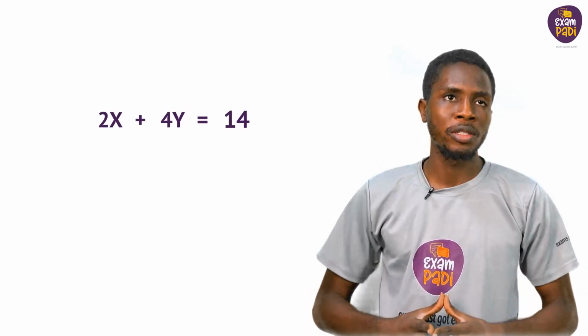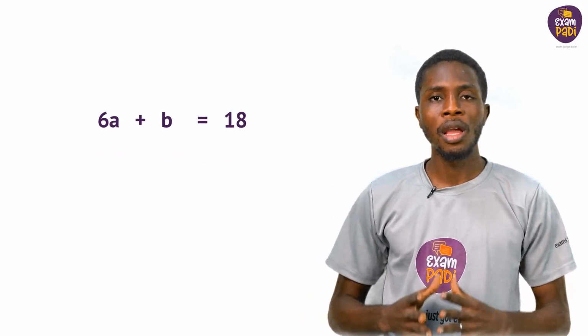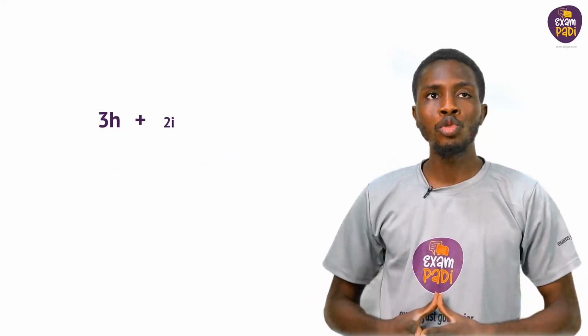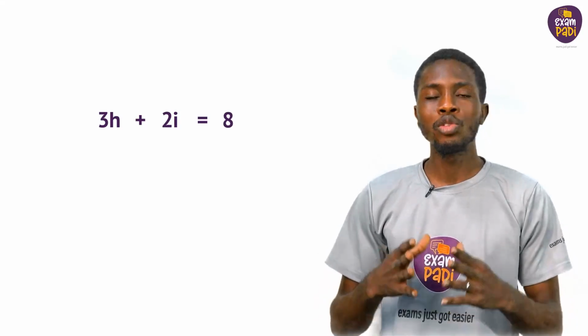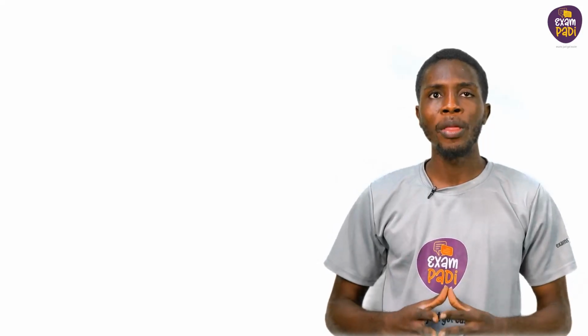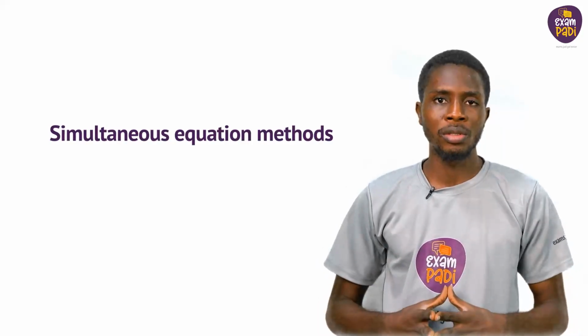For example, 2x plus 4y equals 14. 4x minus 4y equals 4. 6a plus b equals 18. 4a plus b equals 14. 3h plus 2i equals 8. And 2h plus 5i equals minus 2. Each of these equations could have infinite possible solutions on its own. However, when we have as many equations as variables, we may be able to solve them using simultaneous equation methods.